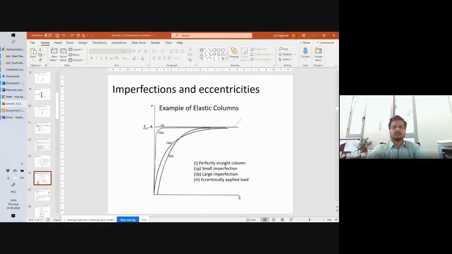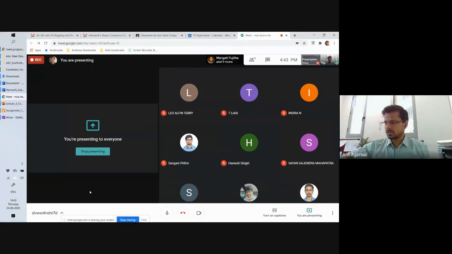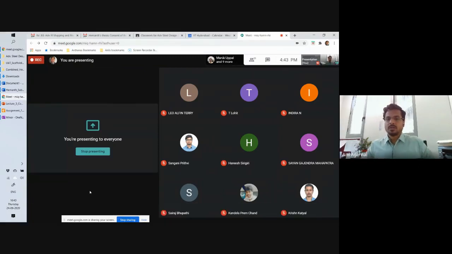Okay. Then comes the next effect, that is called imperfection effect. But I don't want to get into that section today. We'll discuss this second effect, imperfection effect, in the next class. Okay. So any questions about the residual stress effects and the theory of tangent modulus?